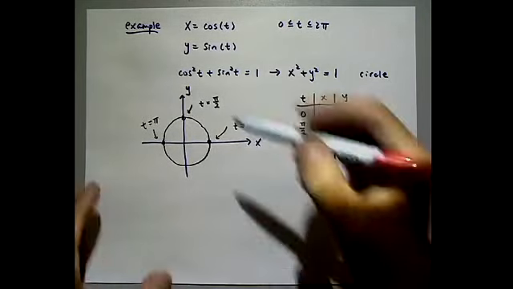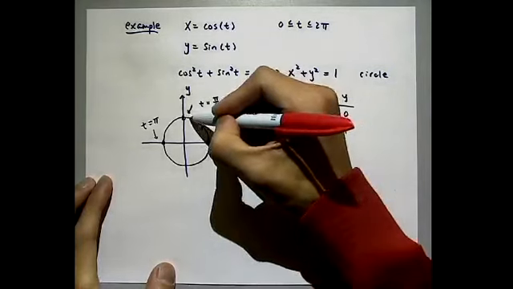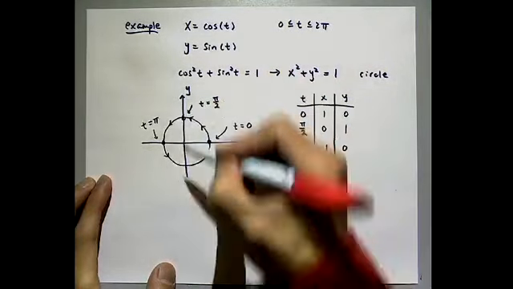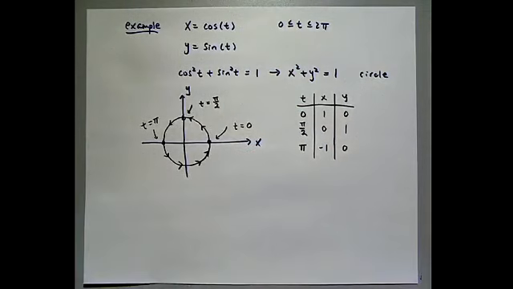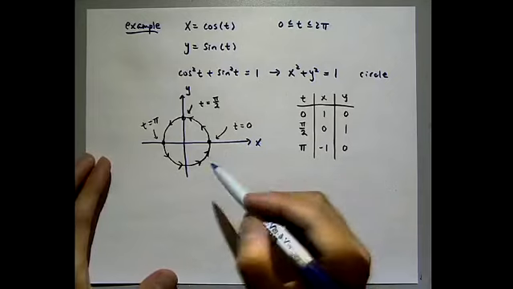So we know where we start, and we also know how we are going around the circle. All right? Okay, so that's not bad. This is going counterclockwise.